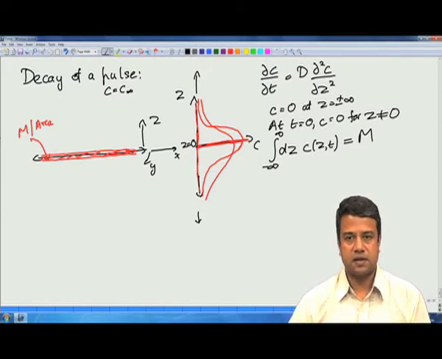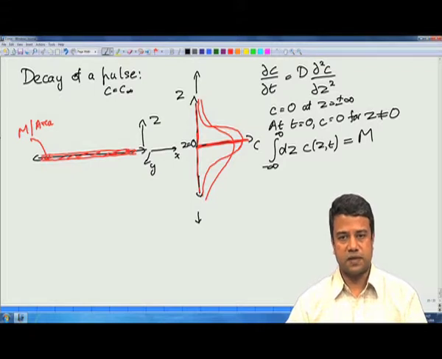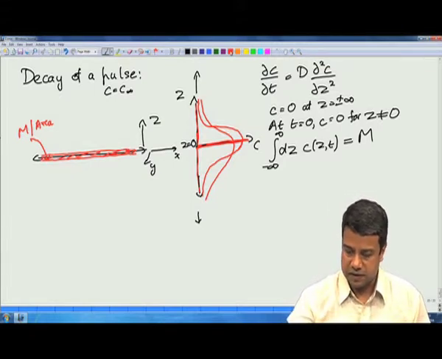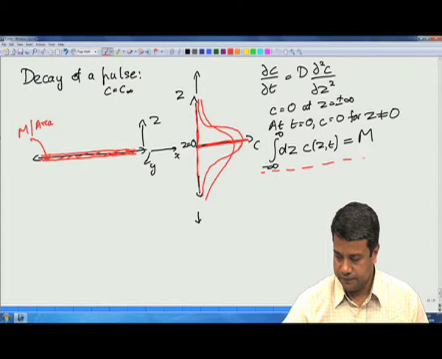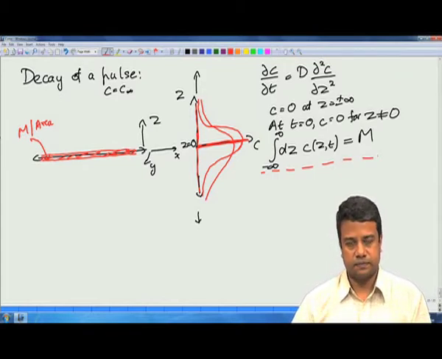In this particular case, since I have put in a pulse and it is diffusing in time, I have this integral condition. Now, how do we solve this problem?